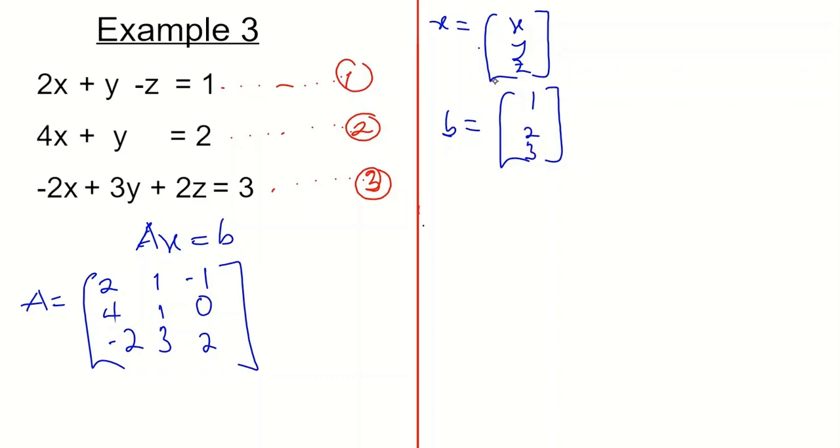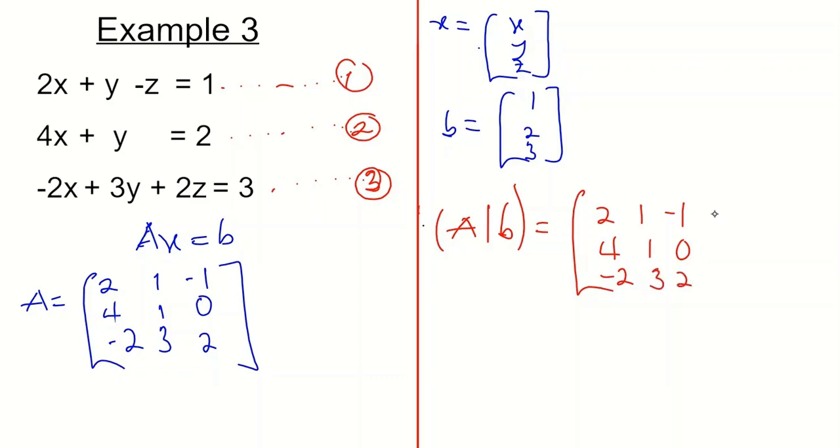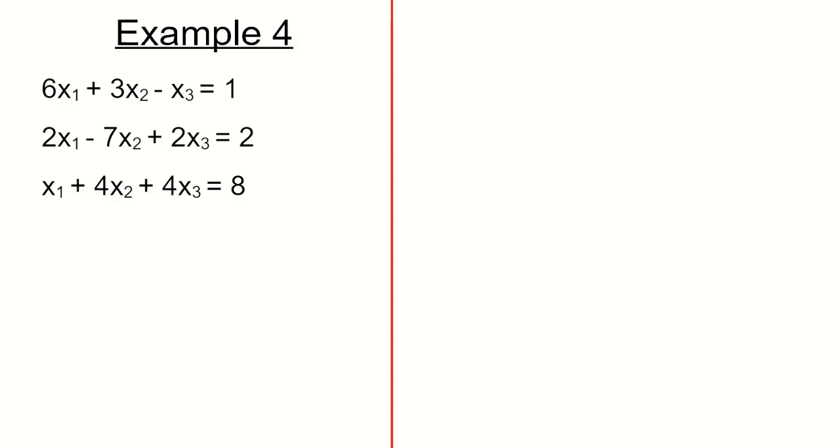So to augment these matrices, we have A slash B to be equal to, our matrix A is giving us 2, 1, -1, and we have 4, 1, 0, and we have -2, 3, and 2, slash. Then the matrix B is given as 1, 2, 3. And so that is how we can augment matrices for this system of linear equations. And so we'll continue with our last example.